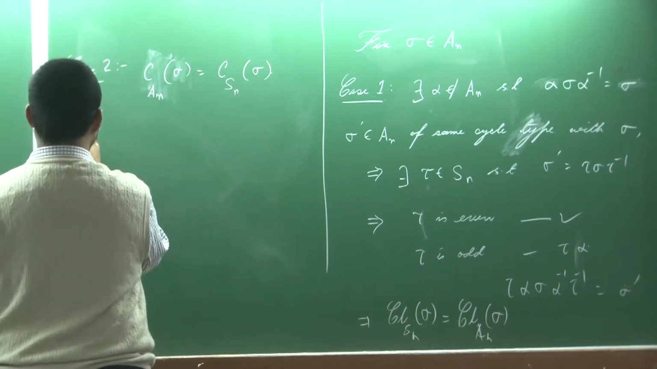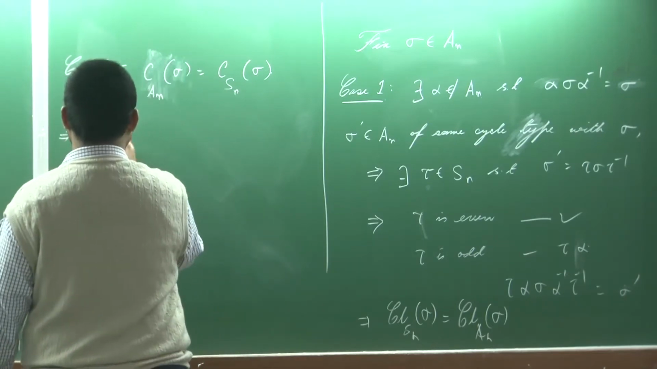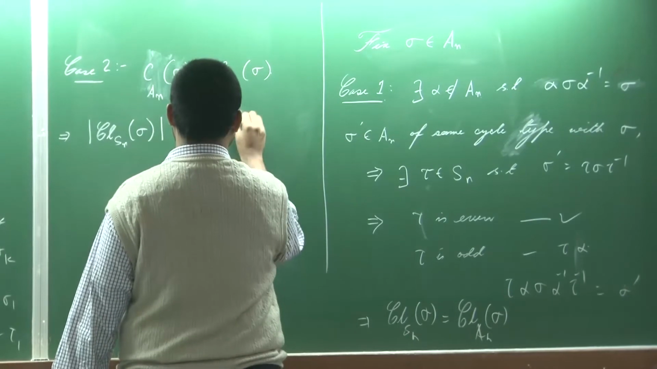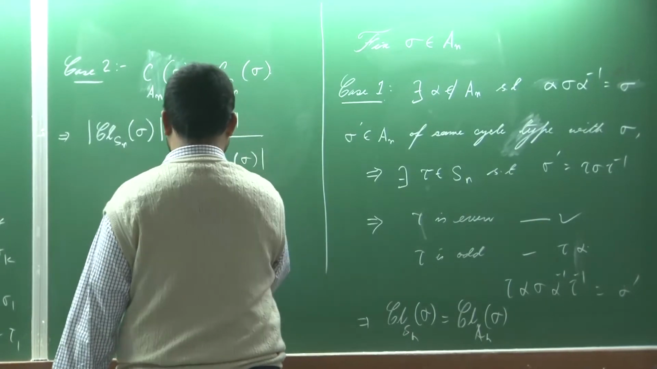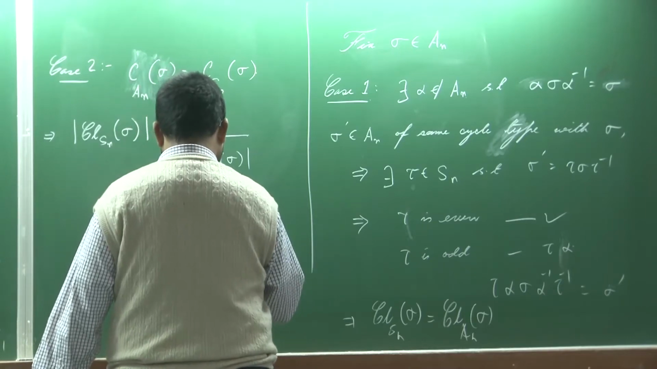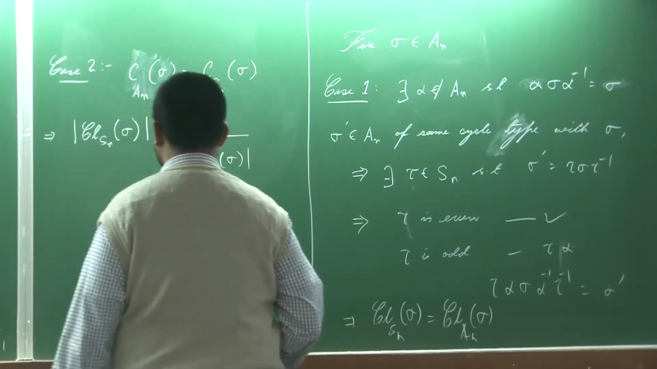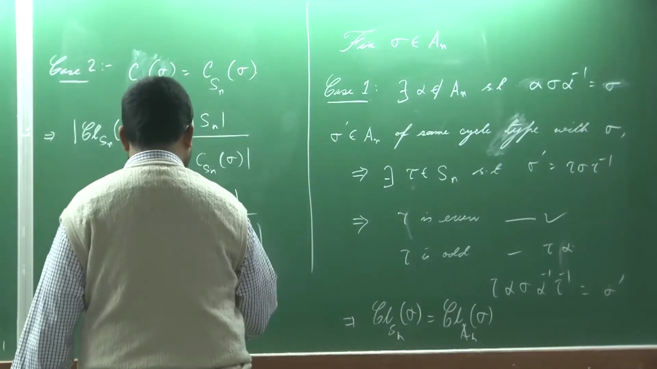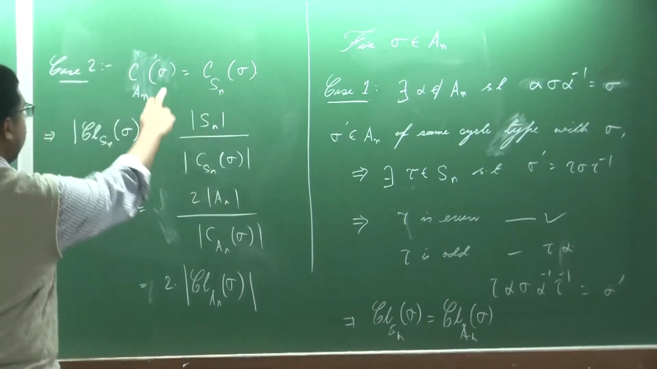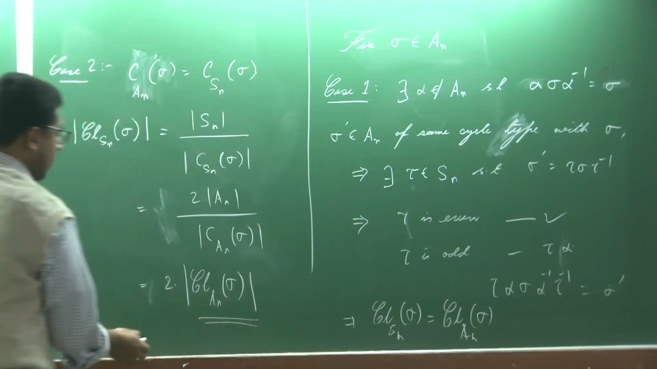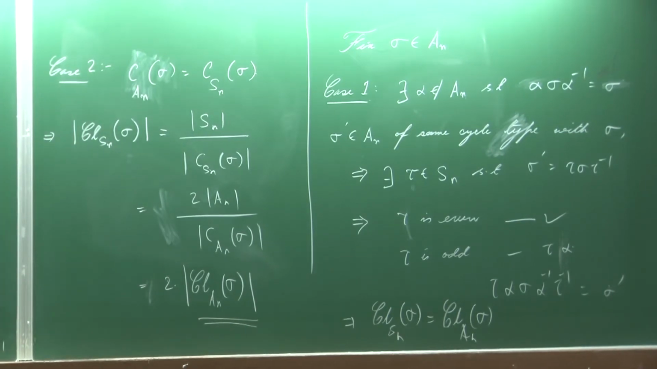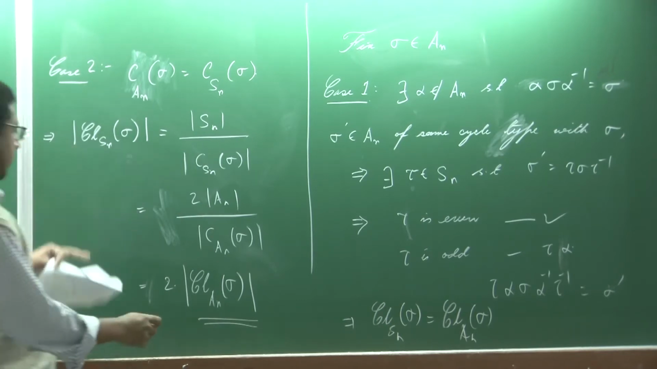If this is the case, then one thing is immediately clear: what is the order of the conjugacy class in Sn? It is the order of Sn divided by the order of the centralizer, which is nothing but 2 times the order of An divided by the centralizer. Therefore it is exactly 2 times the order of the conjugacy class in An. So if this happens, the conjugacy class inside An will be just half of the conjugacy class inside Sn.